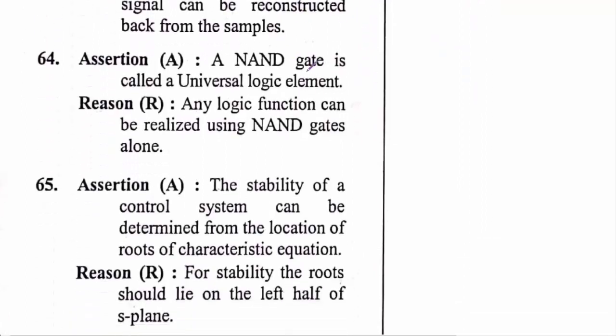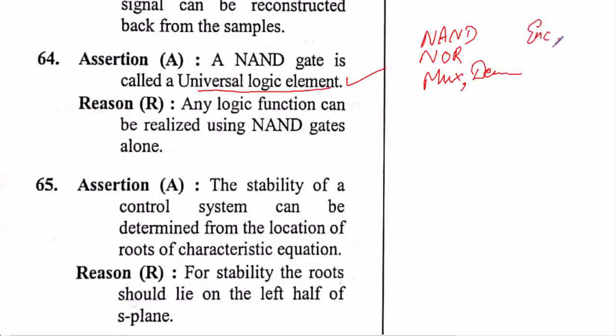64th question, they are telling NAND gate is a universal logic element. Yes, universal gates are NAND gate, NOR gate, multiplexer, demultiplexer, even encoders, decoders. ACE gate is also a universal gate. I have explicitly explained how demultiplexer will be acting like an universal gate. If you have not watched the video, links are given in the description. Please go through it. Any logic function can be realized using NAND gates alone.